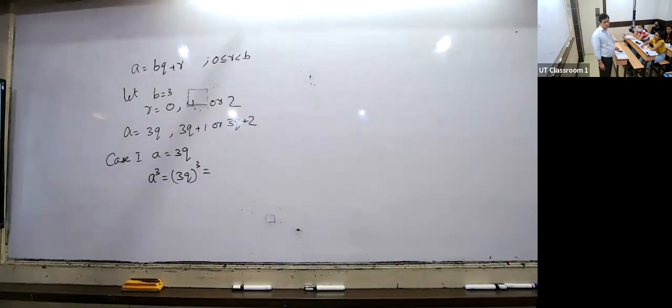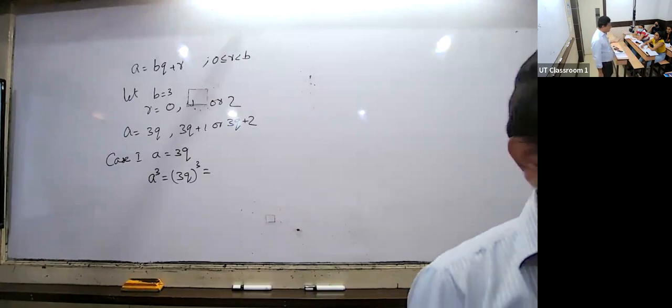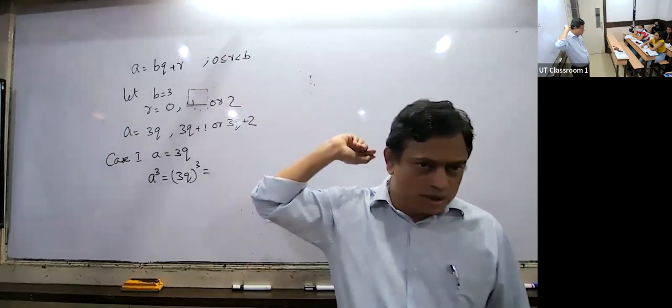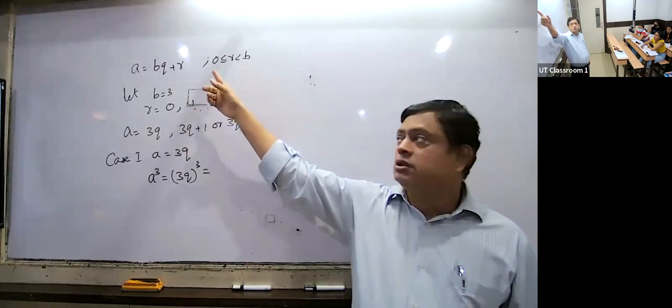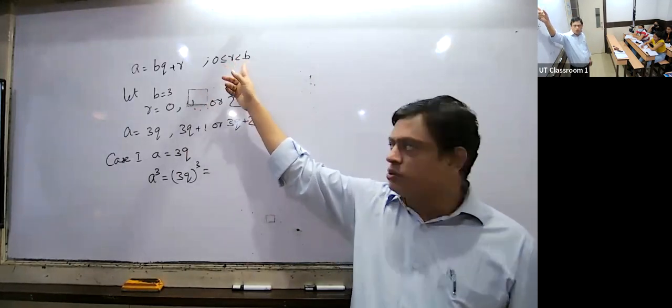But in the question it is 9m, and 8 is not a multiple. B is equal to 3 if I take, what is the cube of 3? 27. 27 is a multiple of 9. So that is why B is equal to 3 is taken. When B is equal to 3, what will be the value of R? See, if I put B is equal to 3, what will I get?